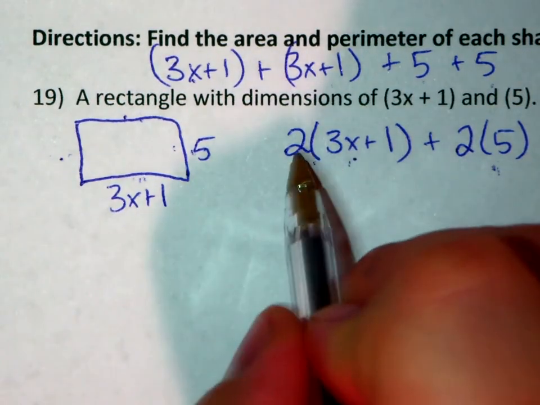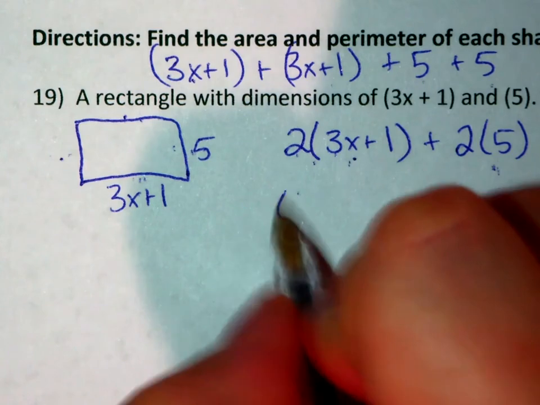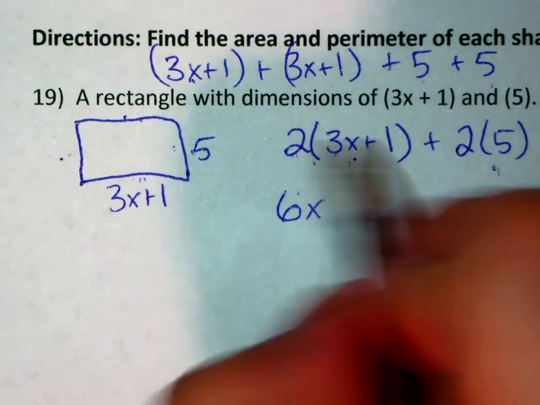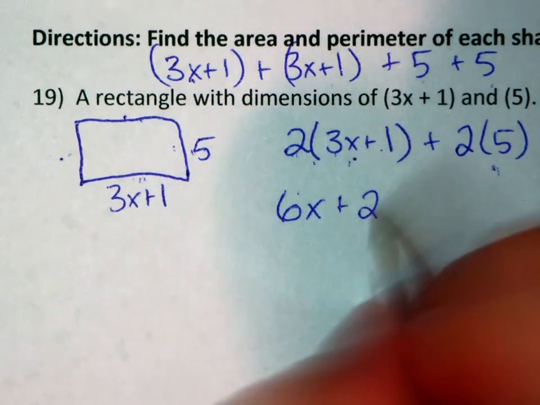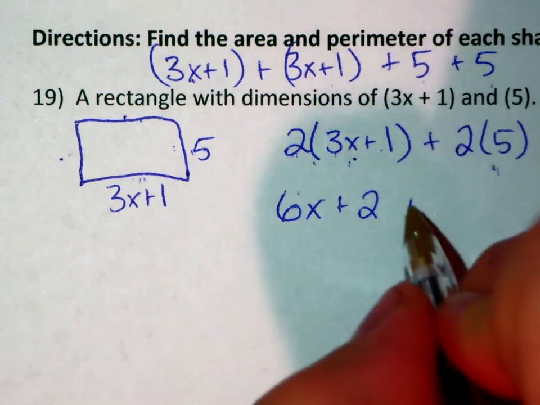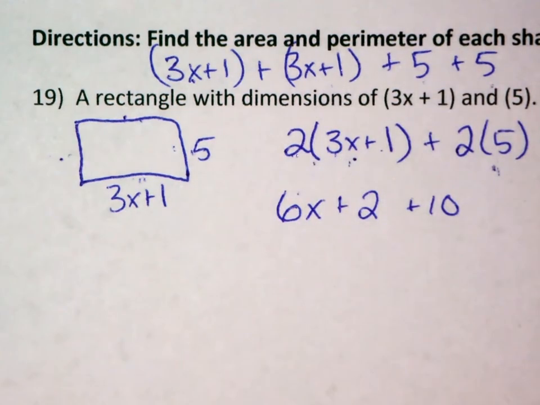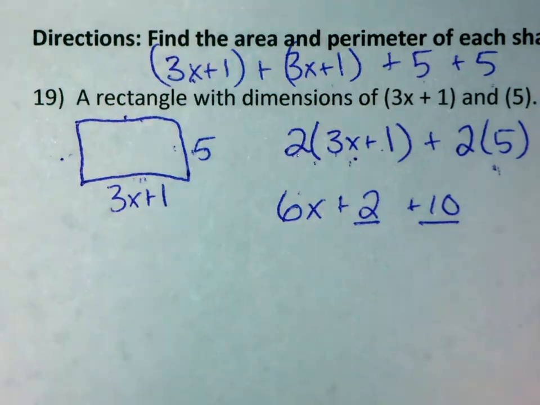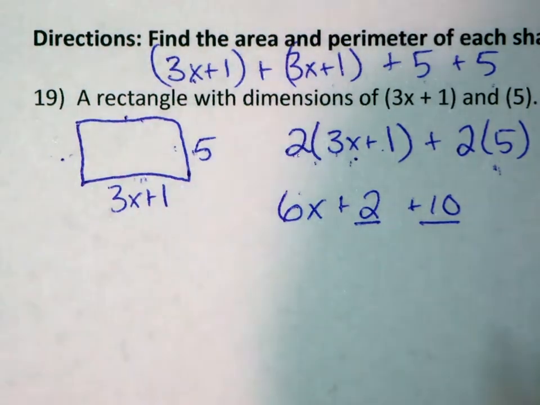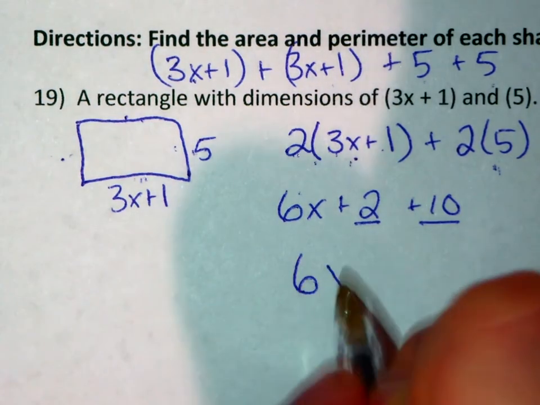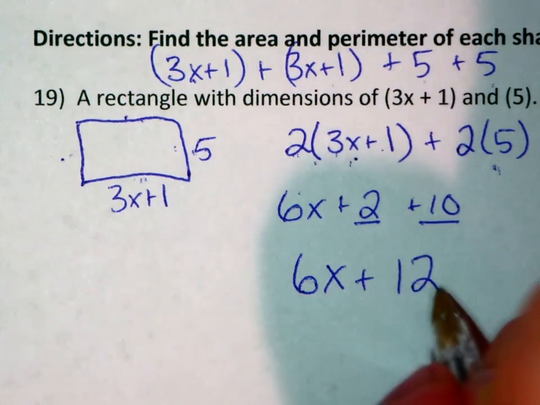So I'm going to distribute. 2 times 3 is 6x. 2 times 1 is 2. 2 times 5 is 10. And combine like terms. I have a constant 2 and a constant 10. That will give me 6x plus 12.